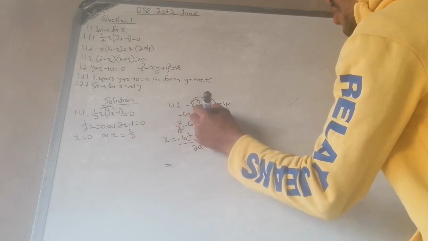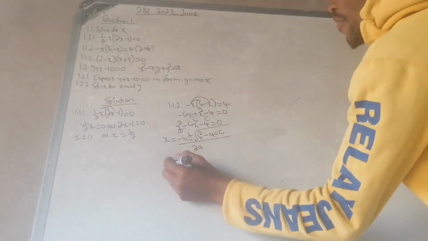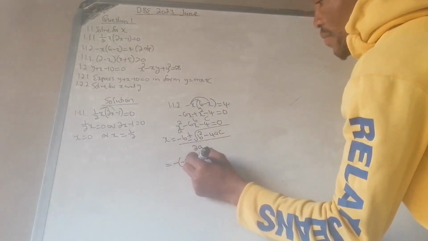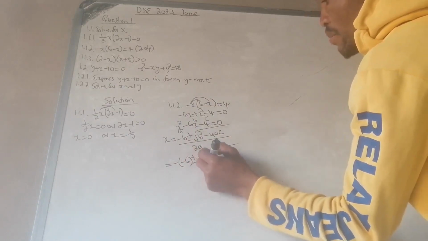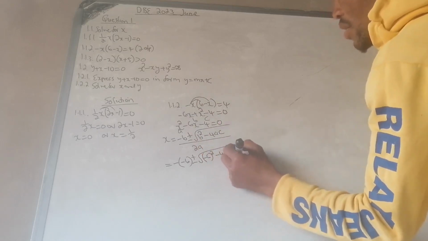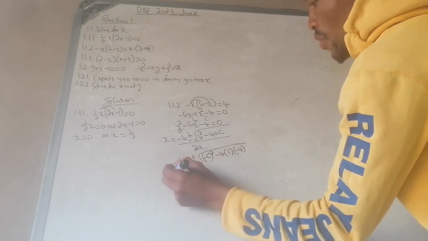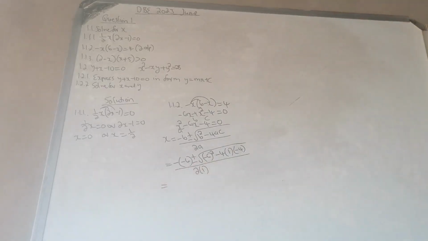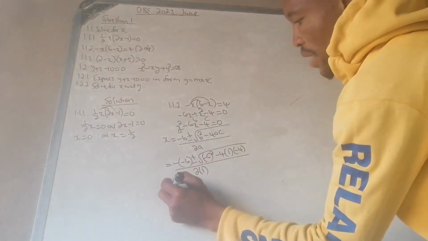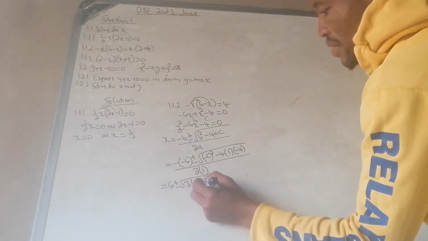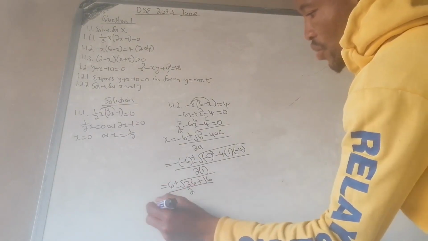This is your A, this is your B, and this is your C. The formula says minus B. What is the value of B? Minus 6. B is minus 6 squared. A is 1. Your C is minus 4. And we divide everything by 2A. This will give you 6 plus or minus the root of 36 plus 16, all over 2.